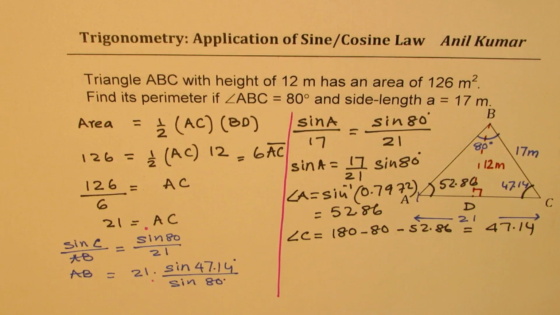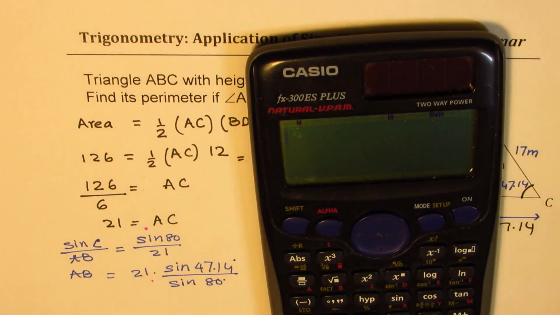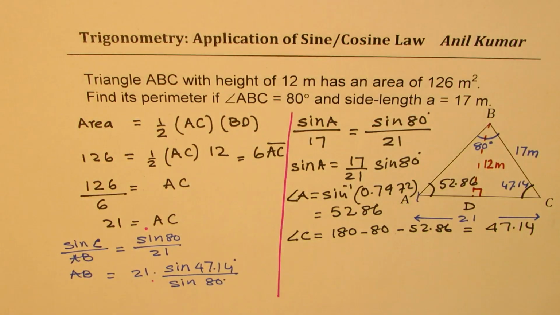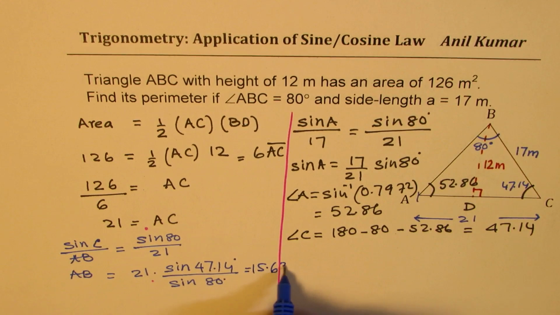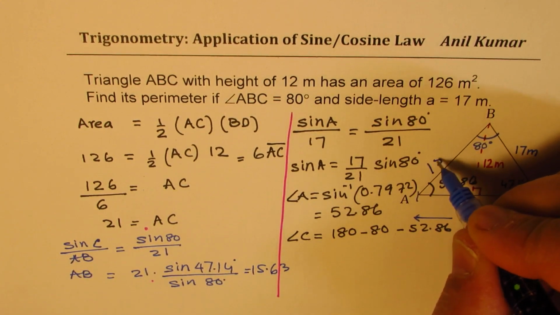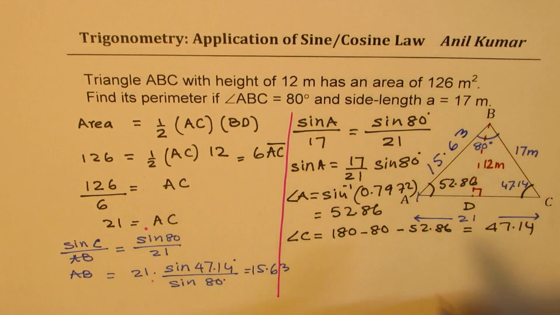Okay, so that gives you 21 times sine of 47.14, and then we'll divide this by sine of 80 degrees. So you get 15.63. So this side is 15.63. Okay. Now we have all the three sides.